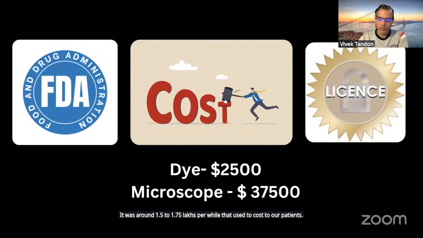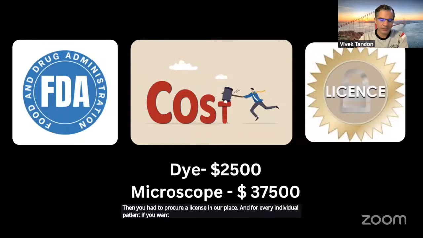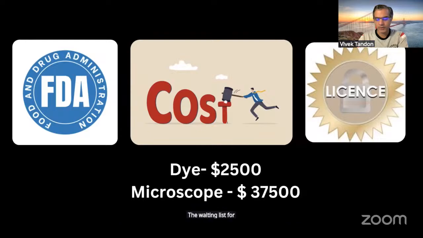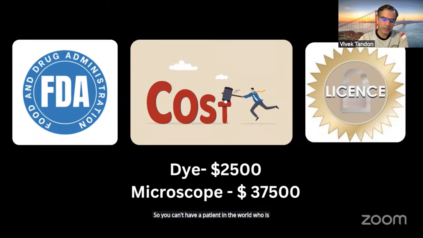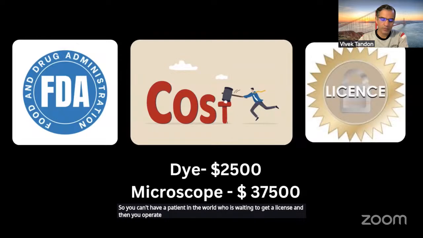Then you had to procure a license in our place, and for every individual patient, purchasing a license is a terrible thing because ours is a very busy setting where patients are waiting for a very long period of time. The waiting list for glioma surgery can be between 3 months to maybe a year, or maybe 2 years for a low-grade glioma. So you can't have a patient in the ward waiting to get a license and then operate. We admit the patient and we operate the patient. That's how glioma surgery is done at our center. The cost had to be reduced.